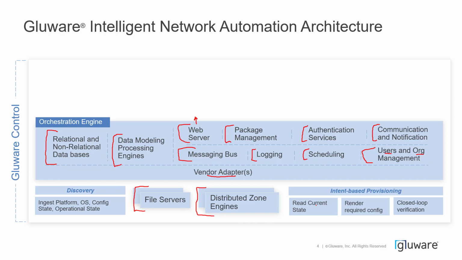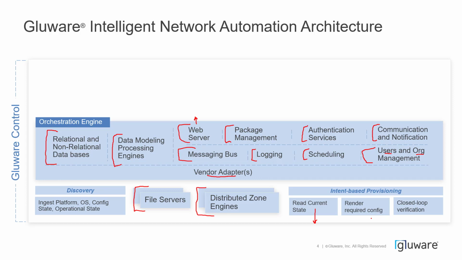And as I mentioned, I was going to go a little bit further into what intent-based means. So with an intent-based provisioning architecture with Gluware, you're defining an intended state, the policy or the network configuration that you want to be on the network. Gluware will read the current state. We ingest that into a data model.